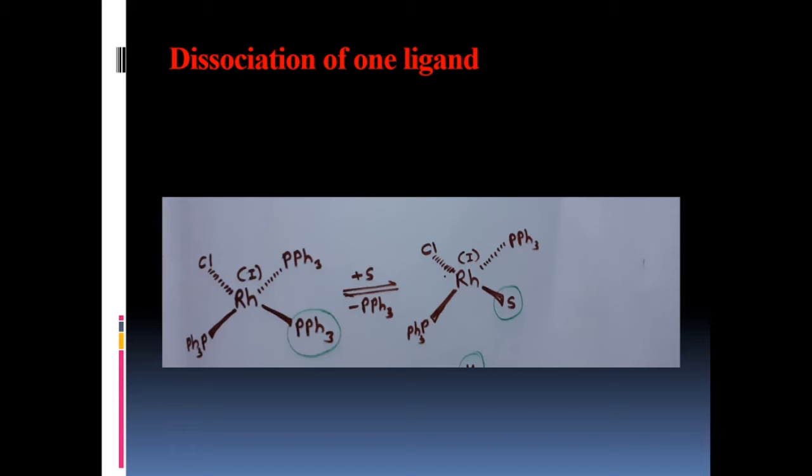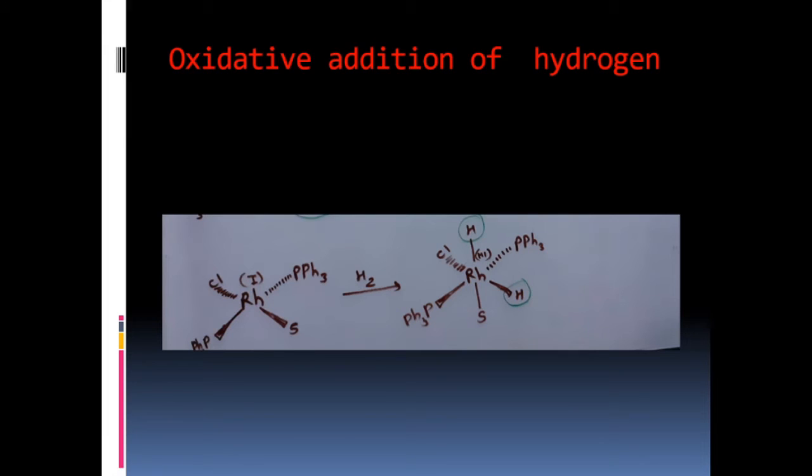See here, this is the general reaction for dissociation of one ligand. Here, one PPh3 group is removed. Next step is oxidative addition of hydrogen. Here hydrogen is added by an oxidative addition reaction.